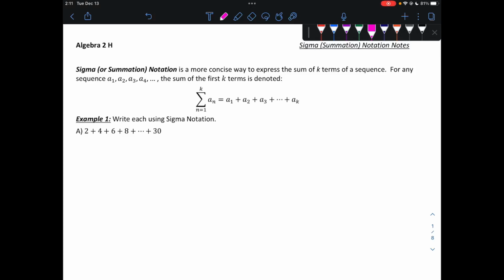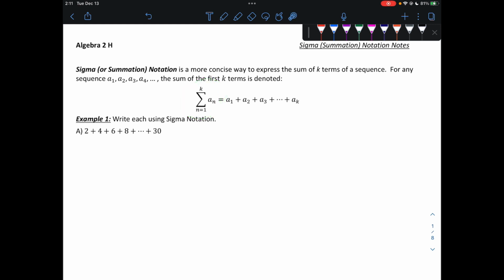Hello everyone, thank you for watching my video today on sigma notation or summation notation. Sigma notation is a more concise way to express the sum of k terms of a sequence. For any sequence, the sum of the first k terms is denoted as this.